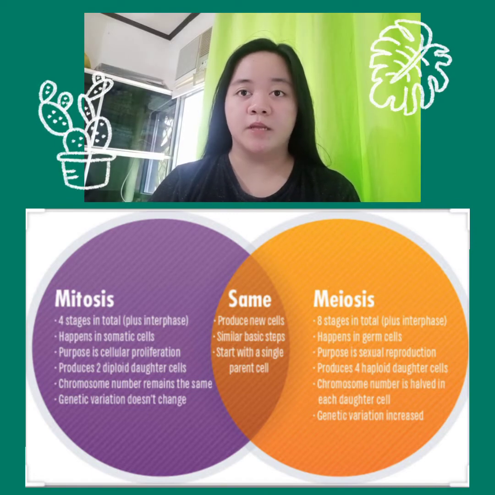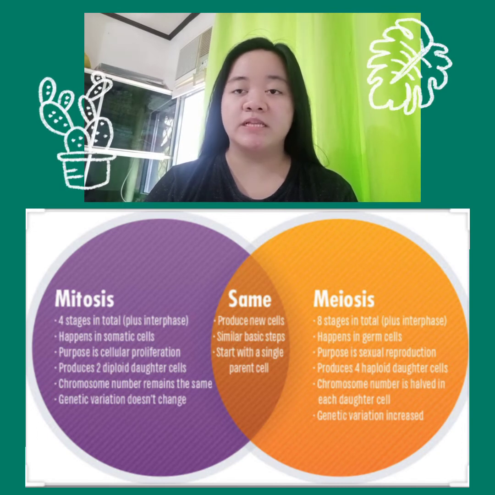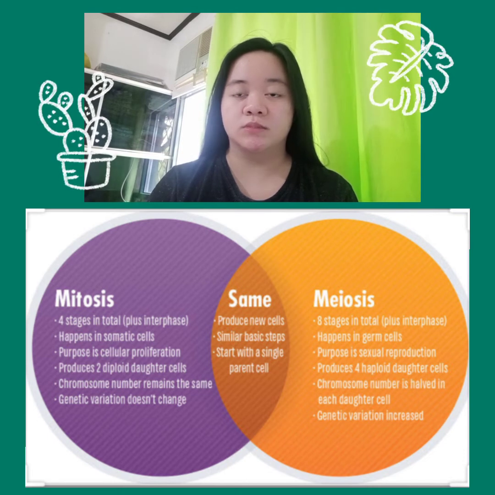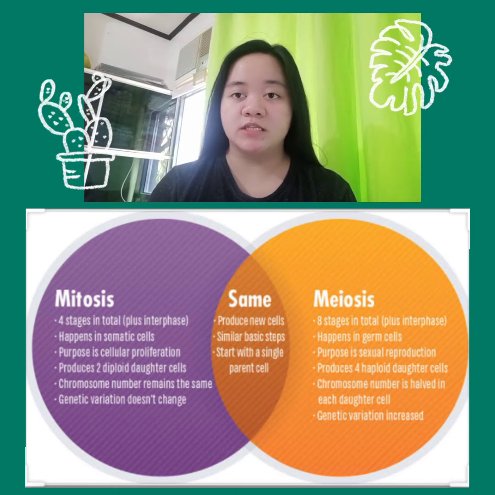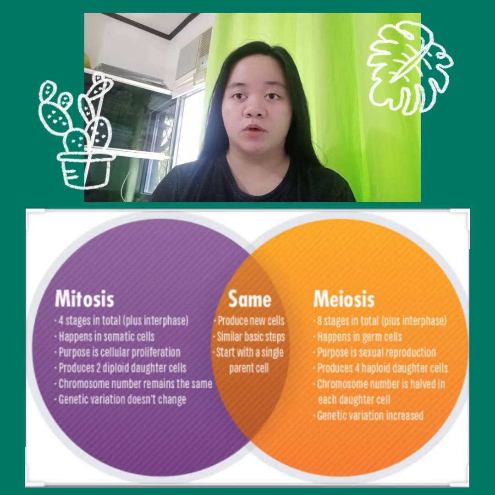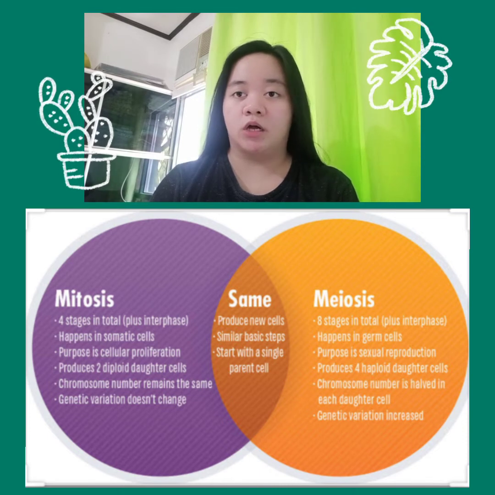For chromosome number, in mitosis, it remains the same. For parent cell or the diploid cell where it started, it has 46 chromosomes, meaning the daughter cells that are identical will also have 46 chromosomes. In meiosis, the 46 chromosomes that start with the diploid cell will be halved, so the result will be 4 non-identical daughter cells with 23 chromosomes each.